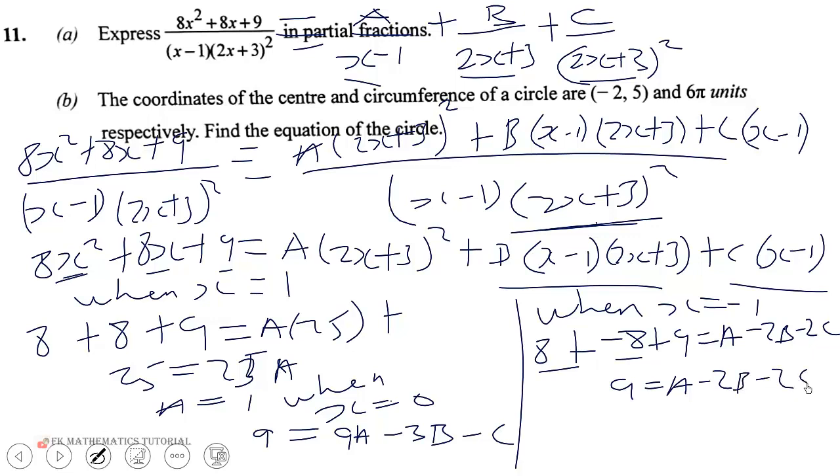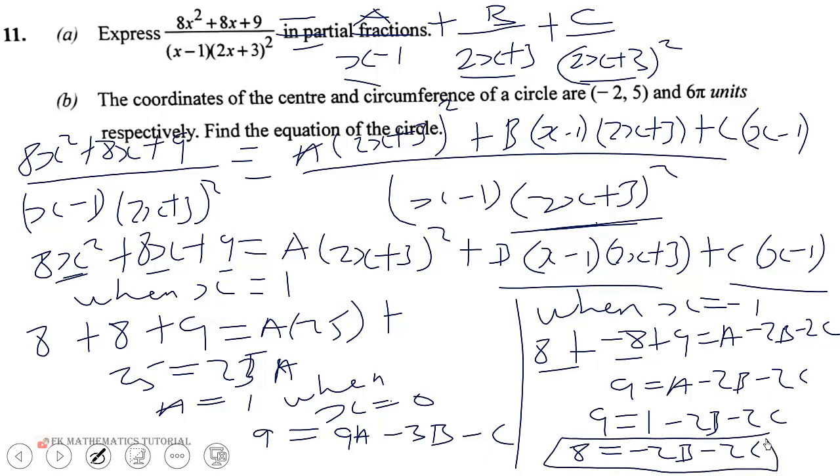So we can put the value of a in this equation here. We get 9 is equal to a, which is 1, minus 2b minus 2c. So 8 will be equal to minus 2b minus 2c. So we are going to use this equation.